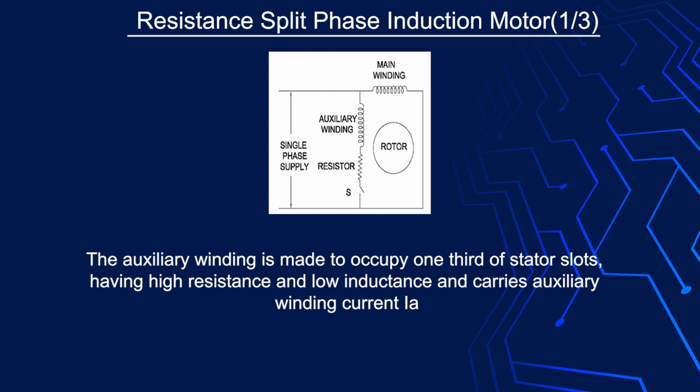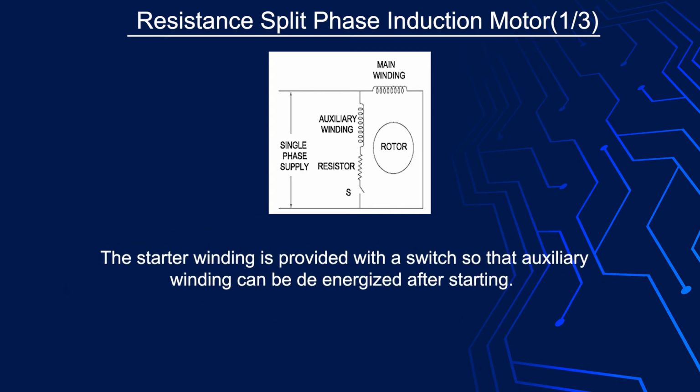This winding has high resistance and low inductance and it carries the auxiliary winding current Ia. You can have a look that we have attached a resistor in series with the auxiliary winding to make it more resistive, and the main winding, because it produces the main flux, is inductive in nature. We have also connected a centrifugal switch in series with the starting winding, so that it can be de-energized after the motor starts running.